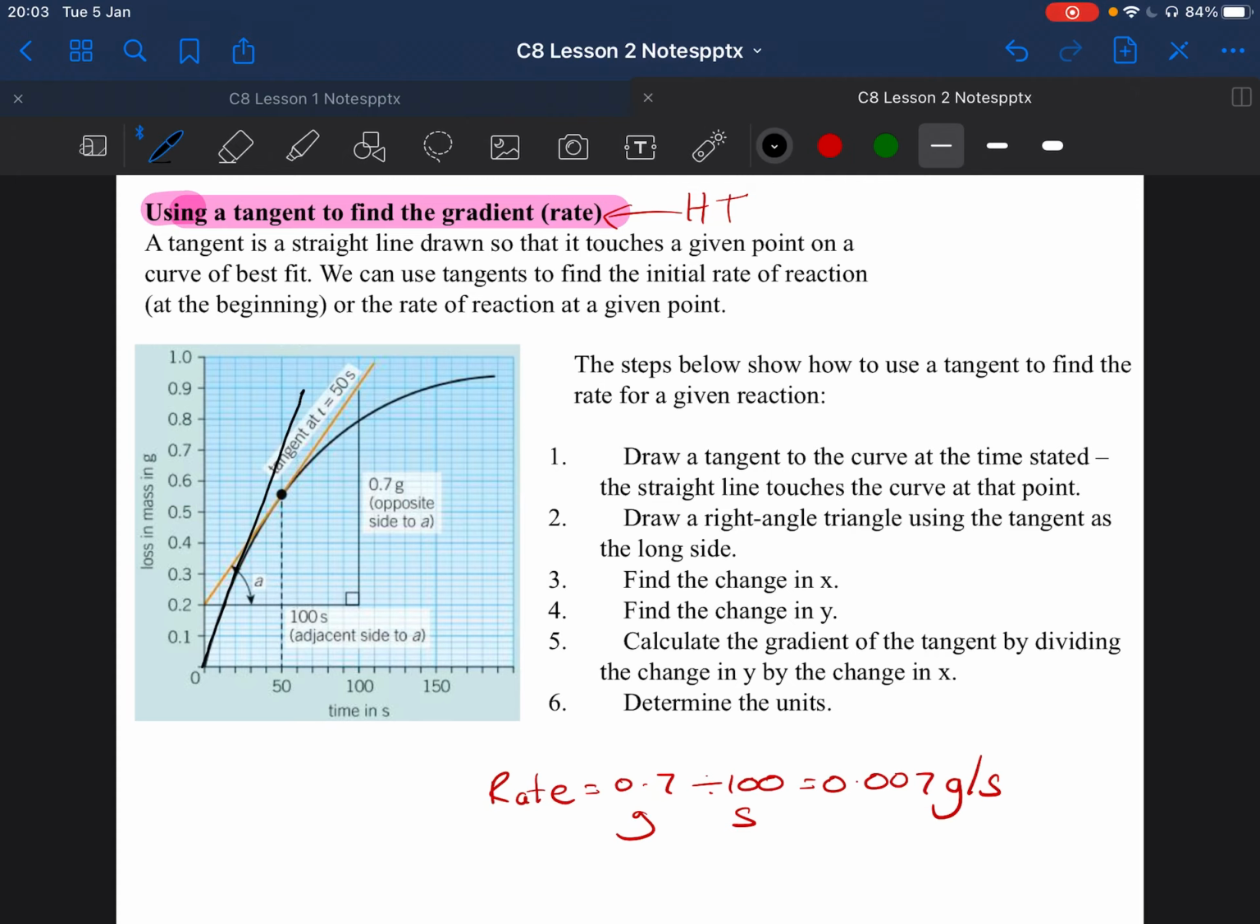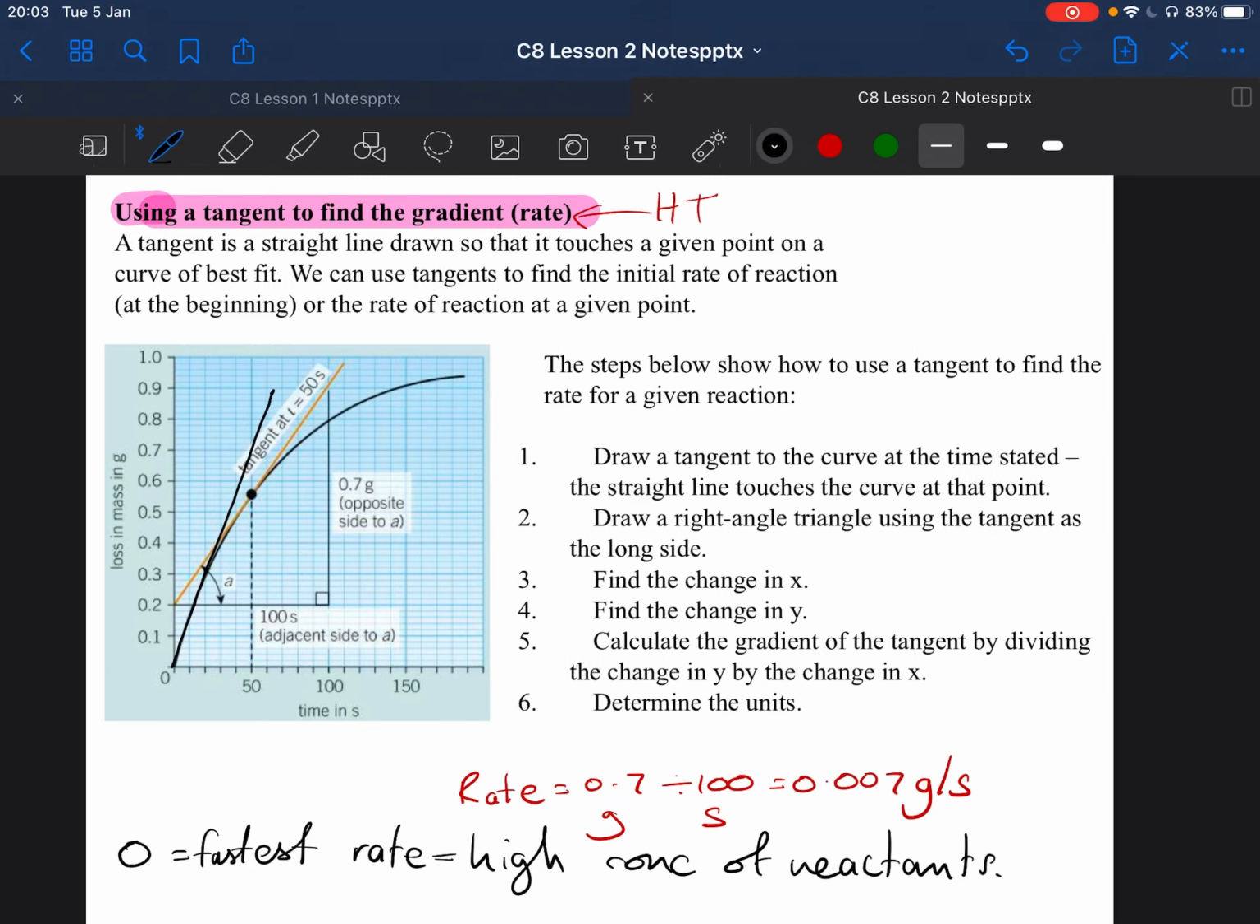What you should find with that is at 0, it should be the fastest rate. And it should be the fastest rate because it has the highest concentration of reactants. And what that means is you have lots of reactants which will be colliding together. They will be reacting more because there are more collisions. As the reactant level goes down because the reaction has gone on, the rate will drop because there are less reactive particles out there colliding and breaking their bonds.